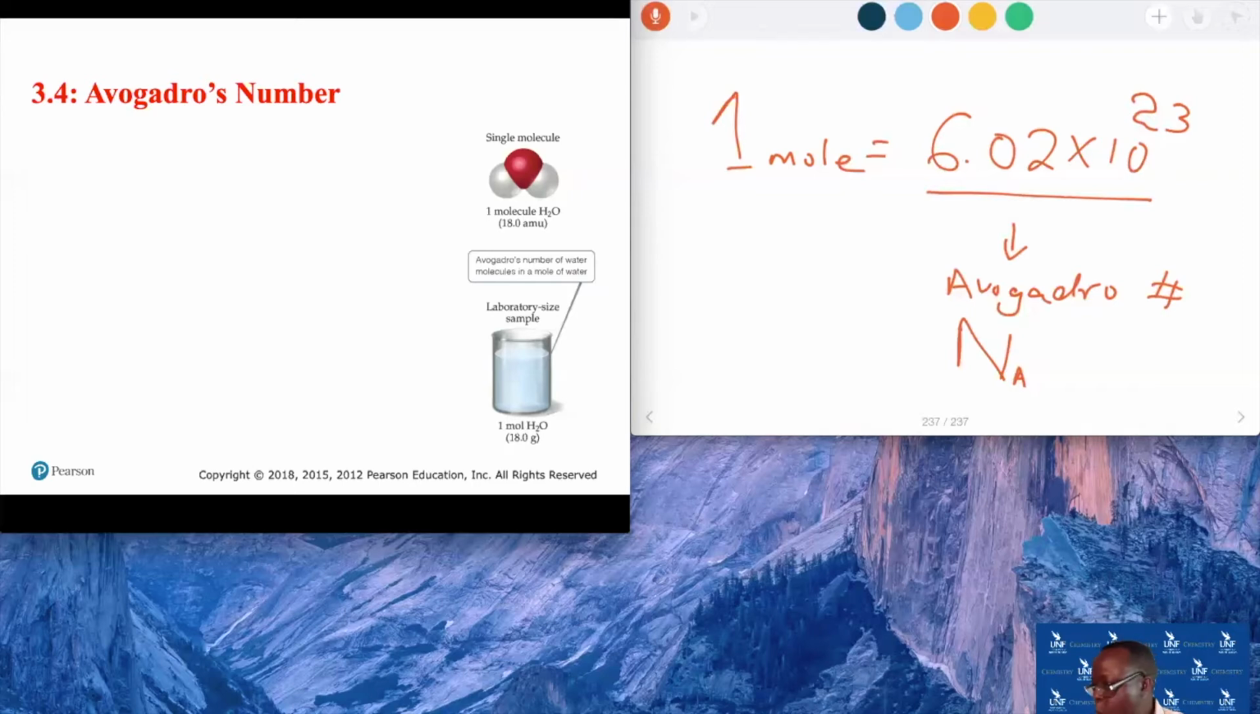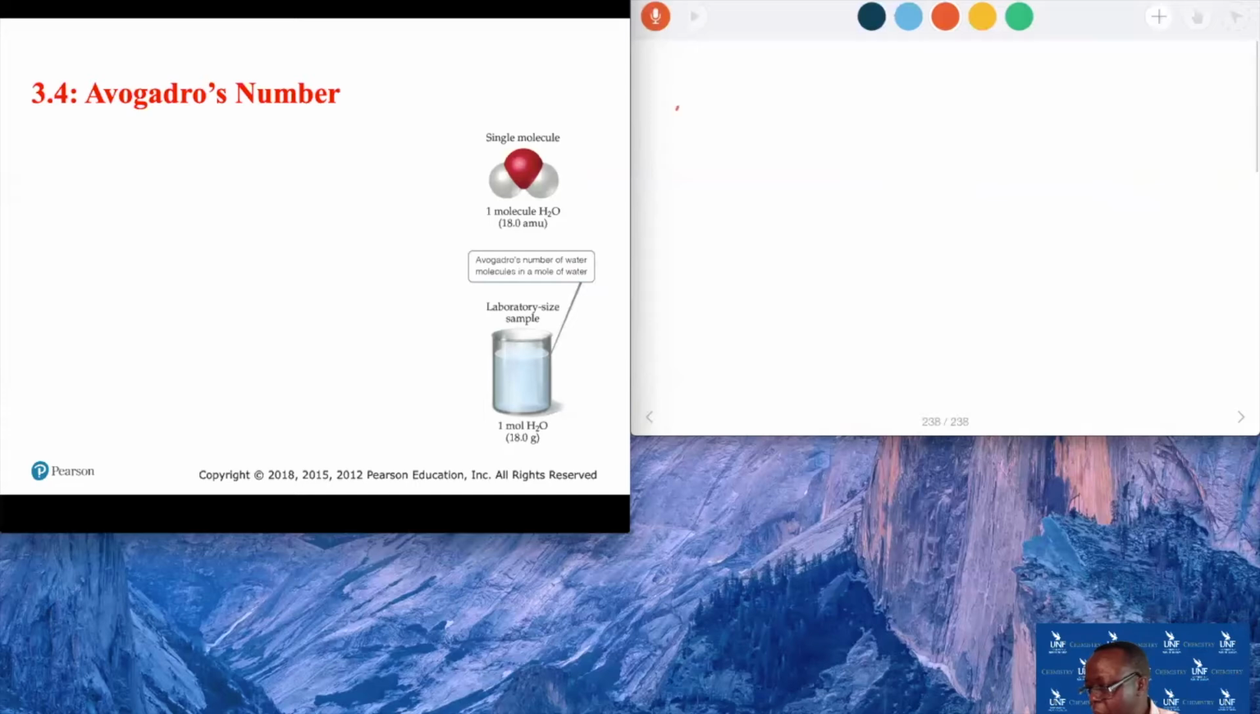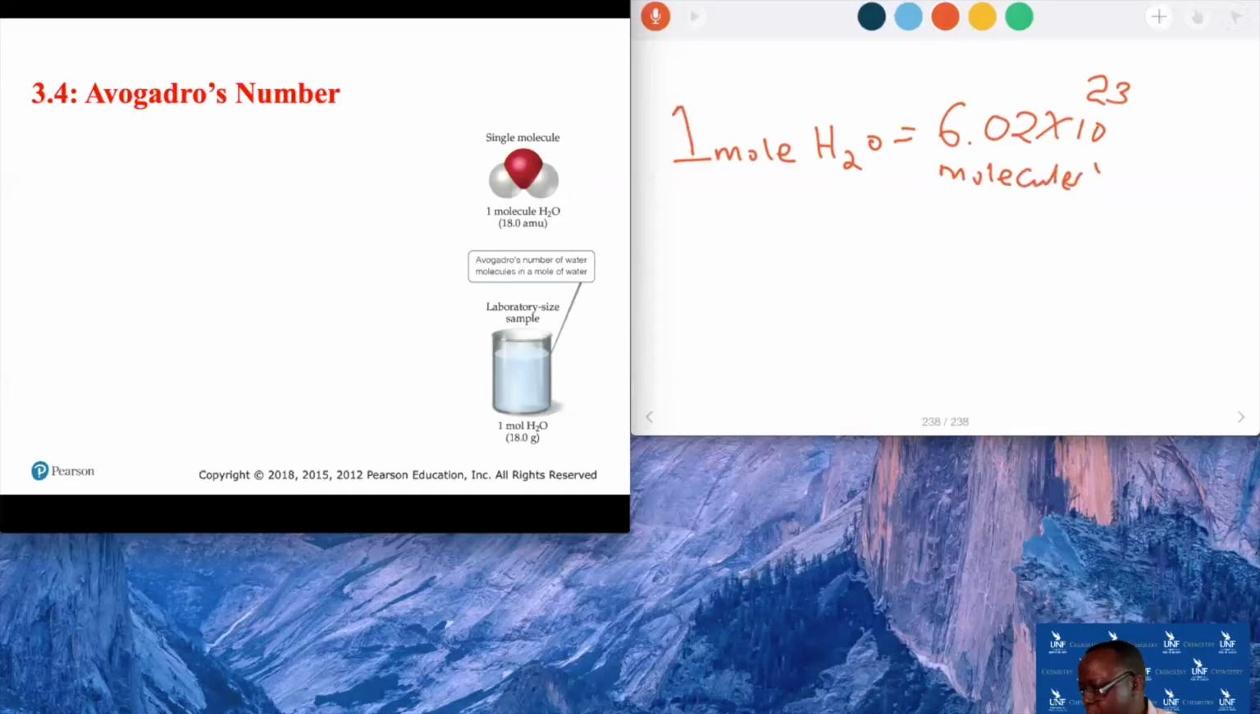It will represent 1 mole, which means I can derive an equivalent statement using H2O. 1 mole of H2O contains 6.02 times 10 raised to 23 molecules of H2O, and it weighs 18.0 grams of H2O.